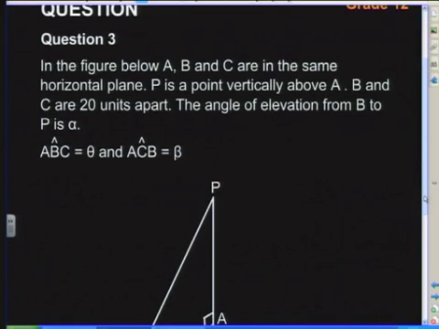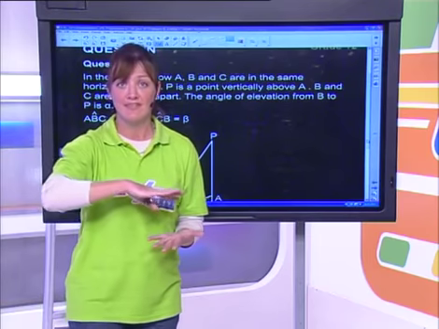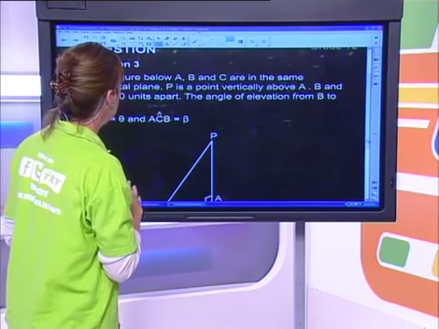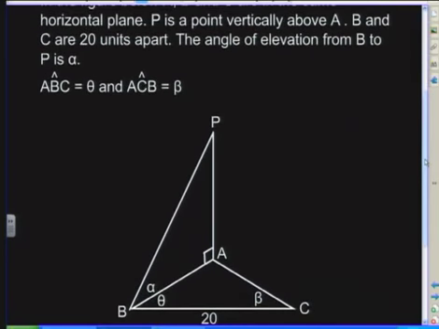Okie dokes, we've got a figure which is representing points A, B, and C, which are all in the same horizontal plane. I hope by now you guys understand that that description is telling you it's three points sitting on a flat surface. Point P is vertically above point A, and B and C are 20 units apart. The angle of elevation from B to P is alpha, angle ABC is theta, and finally we know that angle ACB is beta. So we know all of that.